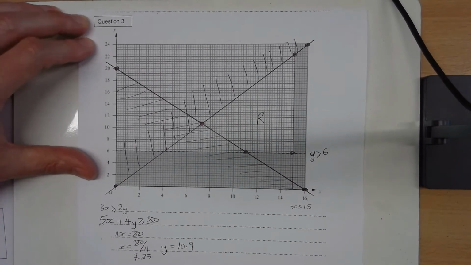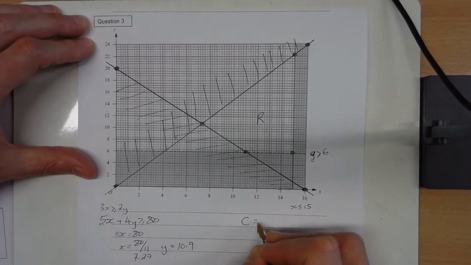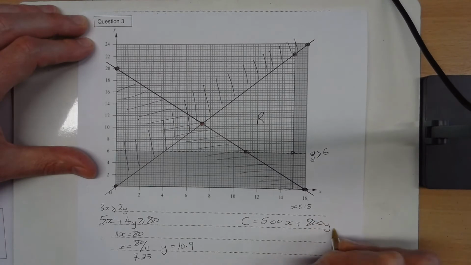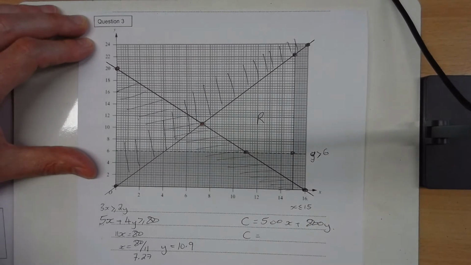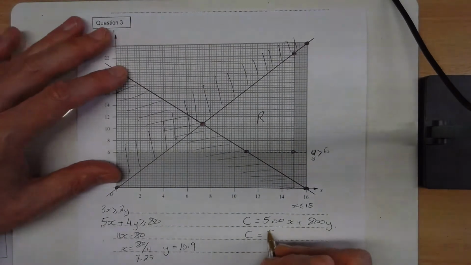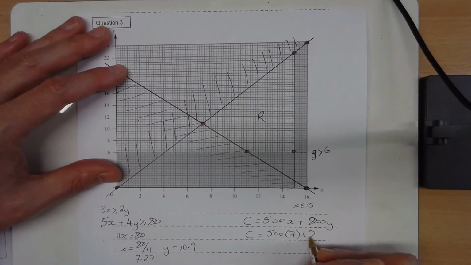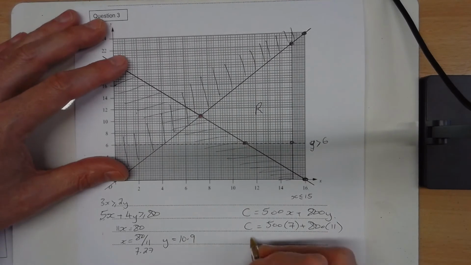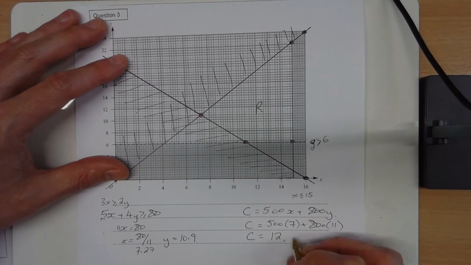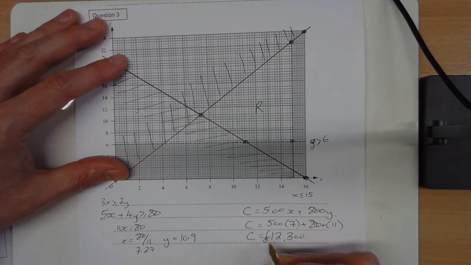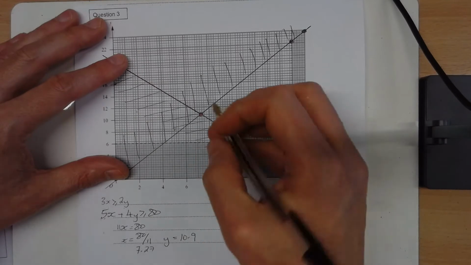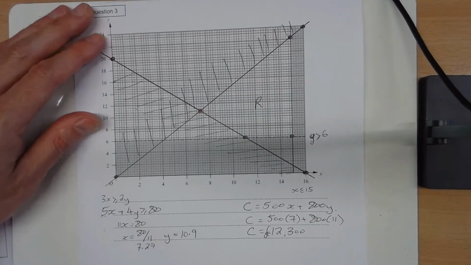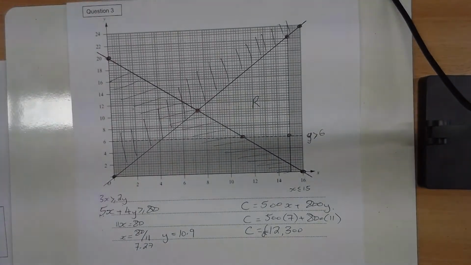Now what we're trying to do is minimize the cost, which is 500x plus 800y. If I substitute those two values in, 500 lots of 7 plus 800 times 11 — clearly I can't have 10.9 because you can't have that many parties — that would make £12,300. I'd now make sure that 11 is slightly to the side of that. I think that is in the feasible region. I'd check that to make sure.